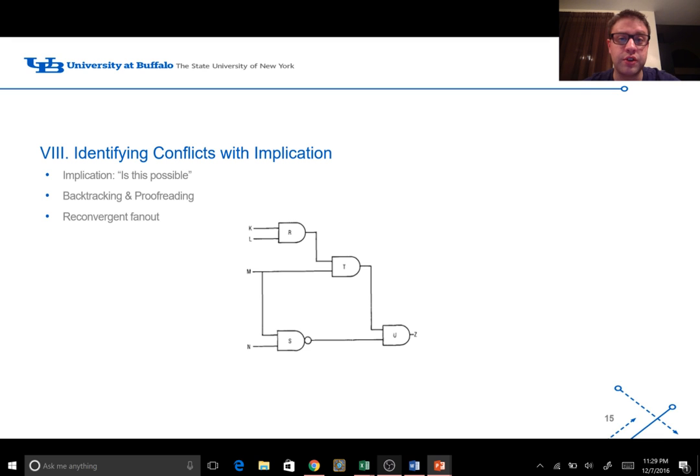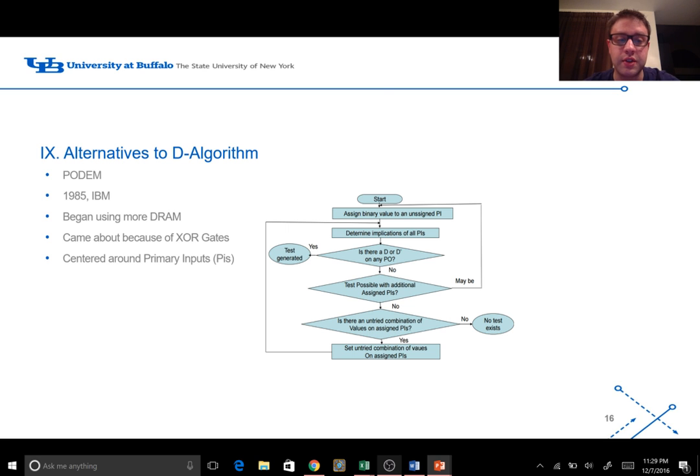But again, that's another motivation to come up with more algorithms that are based on this D algorithm to work on something like this, which is exactly what we've done here. The first algorithm that was actually inspired directly by the D algorithm is something called PODEM, P-O-D-E-M. It came to be right at the start of the 80s in IBM. The reason it came about was IBM switched to using DRAM, which uses a very high amount of XOR gates. And as we described before, the algorithm kind of struggles with the XOR gate.